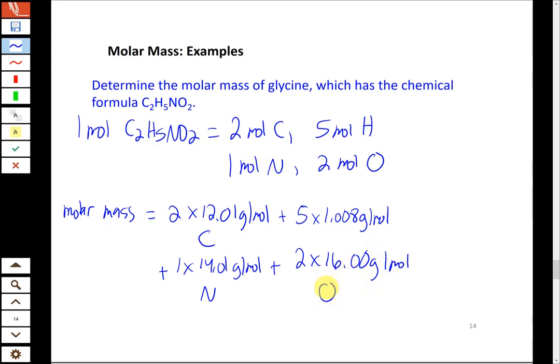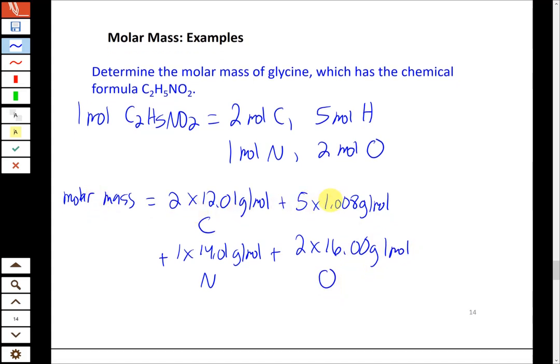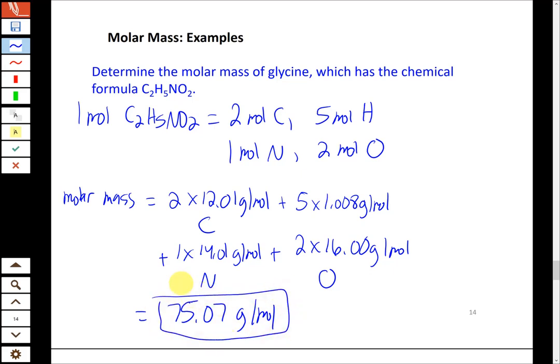So we just add all those numbers up, 2 times 12.01 plus 5 times 1.008 plus 1 times 14.01 plus 2 times 16, and we get 75.07 grams per mole. All right, so that tells us for glycine, which has this given chemical formula, 1 mole of the substance will have a mass of 75.07 grams.